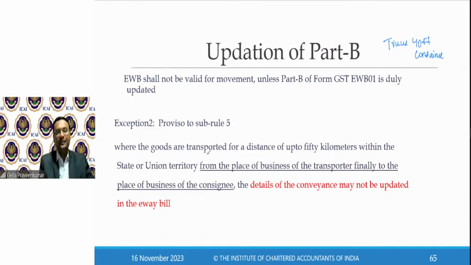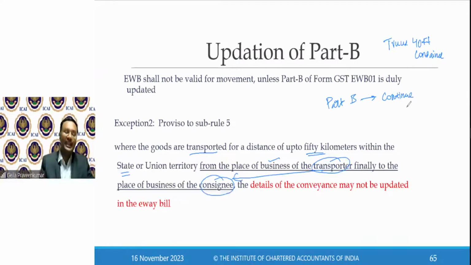This law says goods transported for a distance up to 50 kilometers within the state or union territory from the place of business of the transporter finally to the business of the consignee, from transporter to consignee, details of conveyance may not be updated in the e-waybill. They say whatever part B was updated earlier, let that continue for the rest of the delivery. Examination, what could be tested? They will say this way.